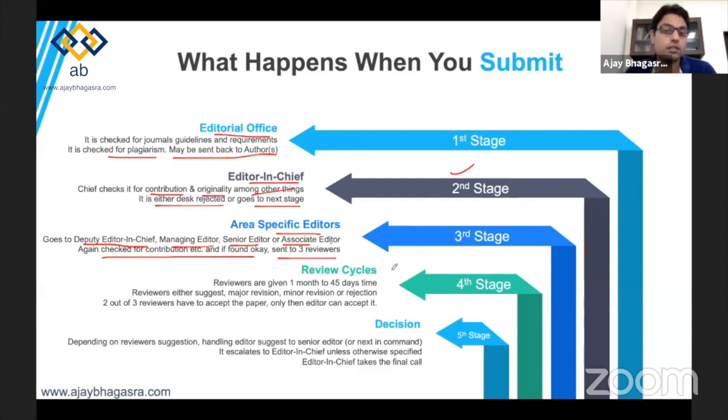Review cycles. The paper has now gone to the reviewers. Reviewers are given 1 month to 45 days of time. Reviewers would either suggest major revision, minor revision, or rejection. A very important point: 2 out of 3 reviewers have to accept the paper. Only then can the editor accept it. If out of 3 reviewers, 2 reviewers say it is rejected, even the editor cannot accept it. And then the final decision rests with the editor-in-chief. He takes the call depending upon all the previous things.